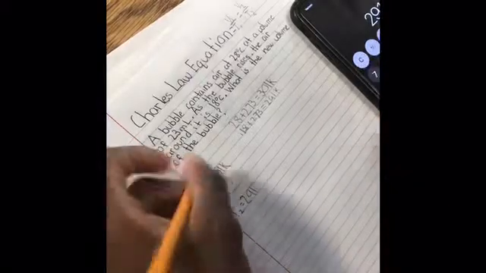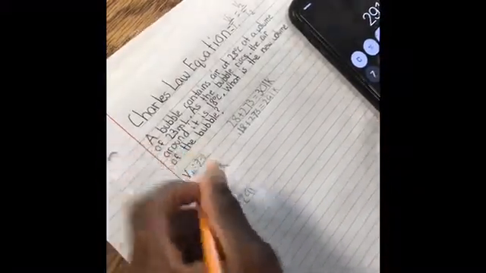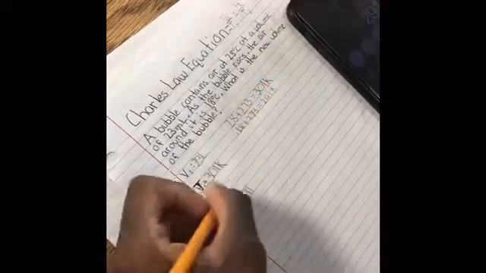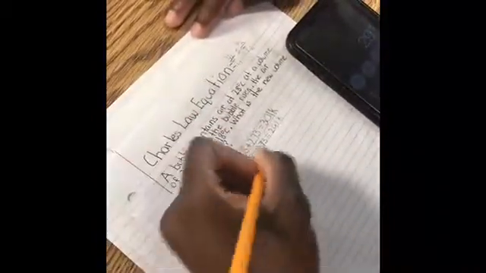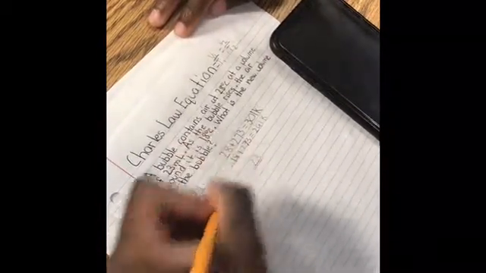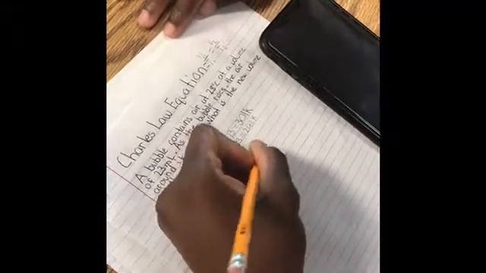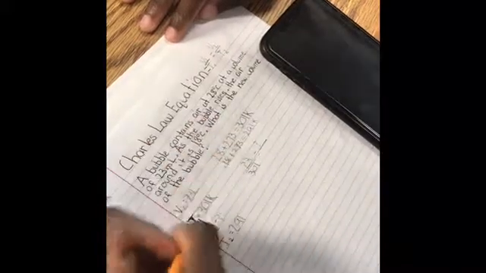So V1 equals 23 milliliters. And we're looking for V2, the volume of V2, so put the question mark right there. And all you've got to do is just plug in the units into the equation. So you do 23 over 301 equals the question mark over 291.